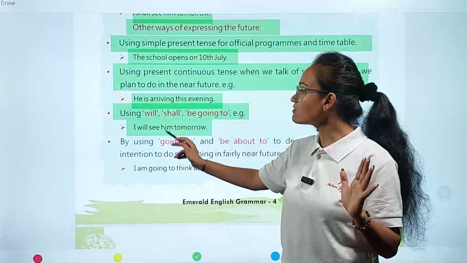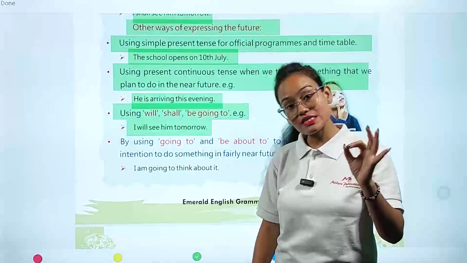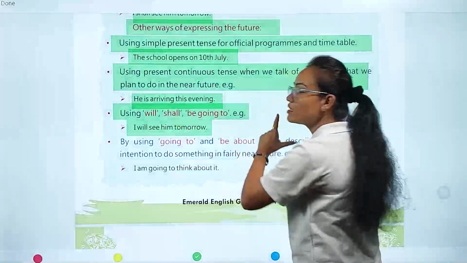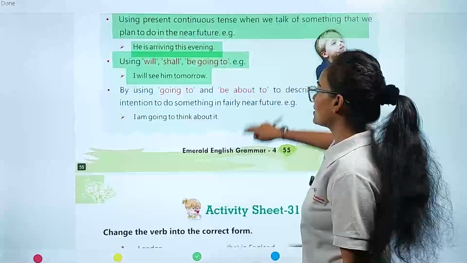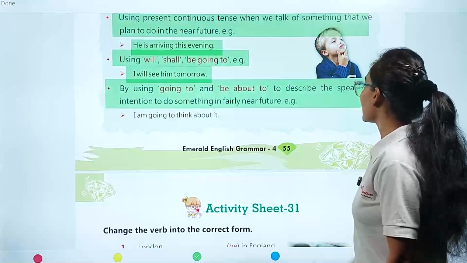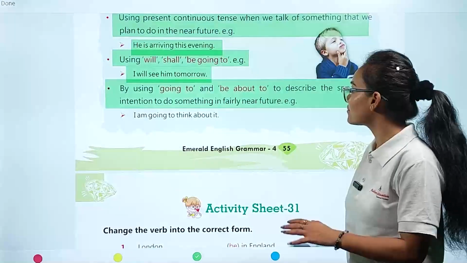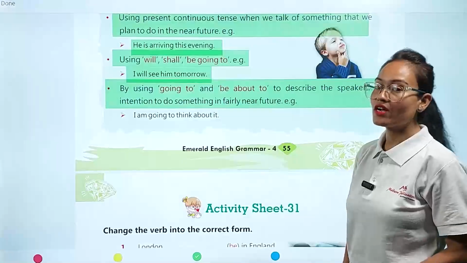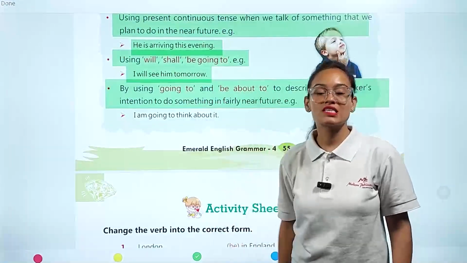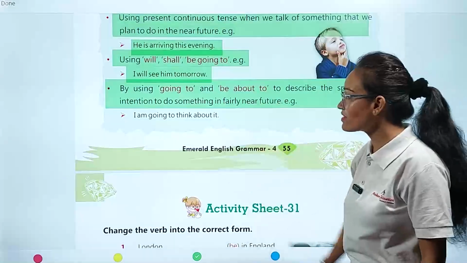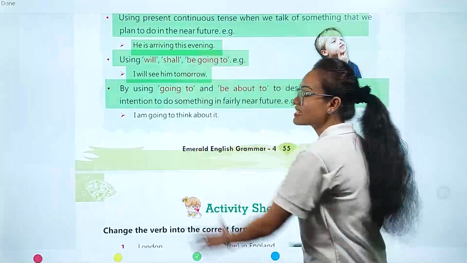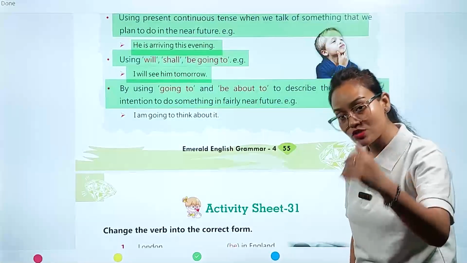So, I will see him tomorrow. Here it is confirmed that I'm going to see him tomorrow. That's why the sentence is written like this. Now, we use going to and be about to to describe the speaker's intention to do something in the fairly near future. It means we are describing the intention of the speaker, which is possible in the nearby future.